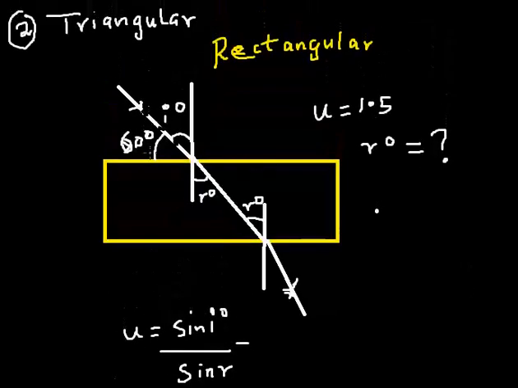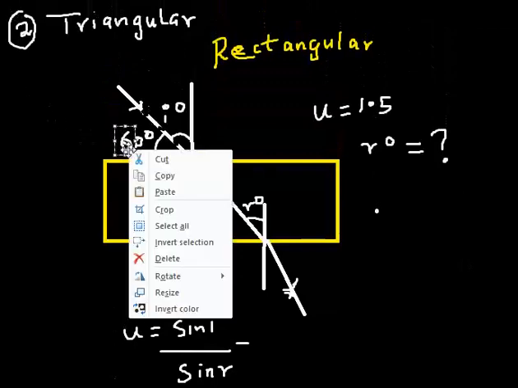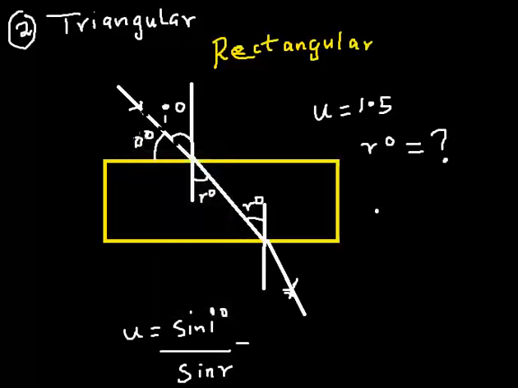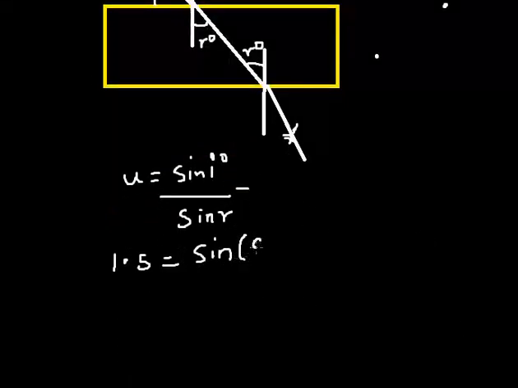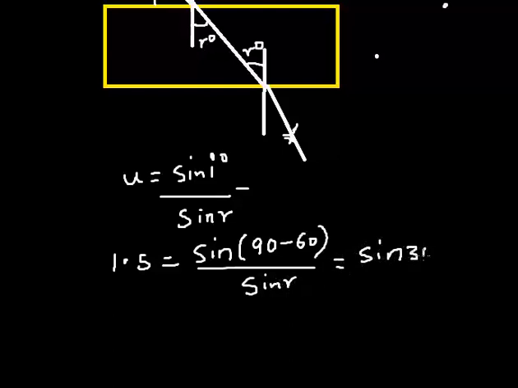What's the incidence angle? Of course, what I have here is the glass angle, and you know very well that for me to get incidence from the glass angle, you have to subtract the glass angle from 90. That's going to be sine of 90 minus 60, right? Then divided by sine r, which of course is sine 30 all over sine r. So I have to cross multiply to make sine r the subject.